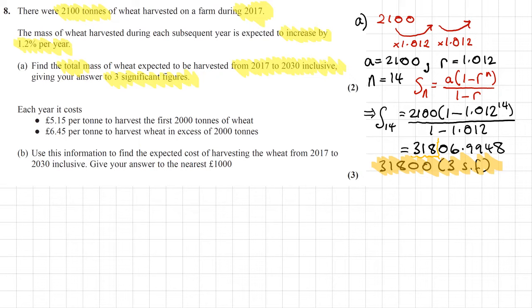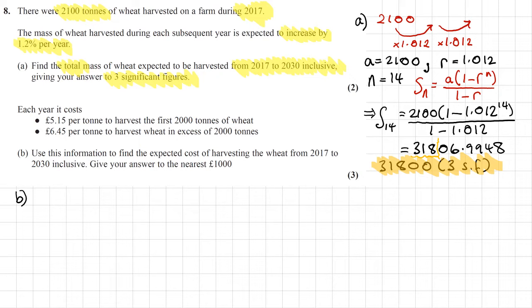Moving on to part B. Each year it costs £5.15 per tonne to harvest the first 2,000 tonnes of wheat, £6.45 per tonne to harvest wheat in excess of 2,000 tonnes. Use this information to find the expected cost of harvesting the wheat from 2017 to 2030 inclusive. Give your answer to the nearest 1,000.